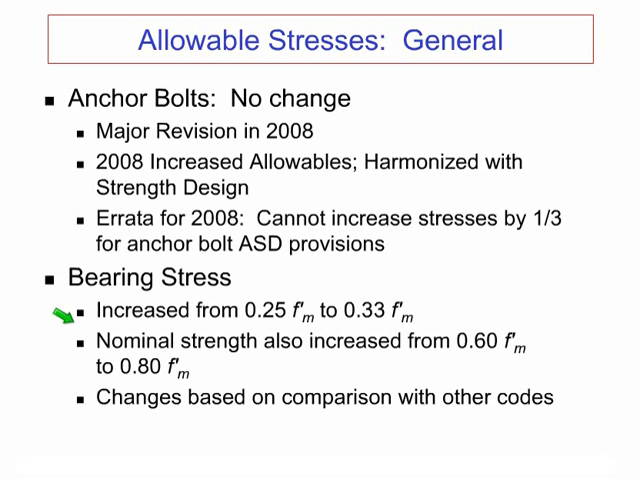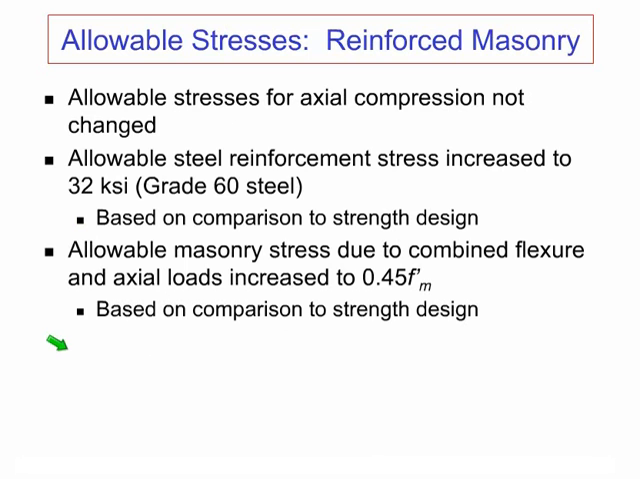We increased our allowable bearing stress from 1/4 f'm to 1/3 f'm. We also increased the nominal strength for bearing, and the basis for that change was just looking at other codes. The allowable stress for axial compression is not changed. We didn't feel like we had sort of the data to support that.